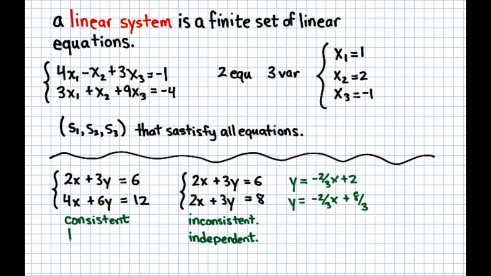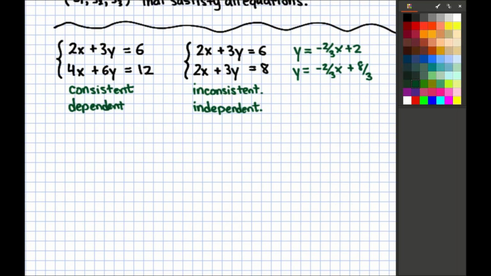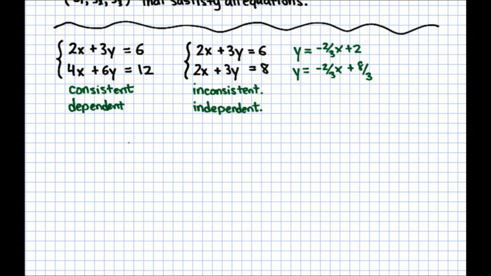But we would also say that this system is dependent. And the reason being is because if I take the second equation here and divide everything by 2, then I get the first equation. And so one equation is just some multiple of another equation. So it's dependent. So they're the same line, basically. So, okay. Consistency, inconsistency. Dependency, independency. All right. Let's go ahead and look at a scenario.